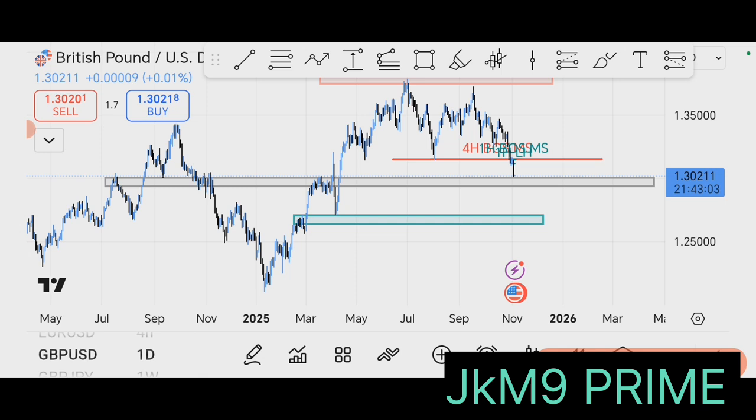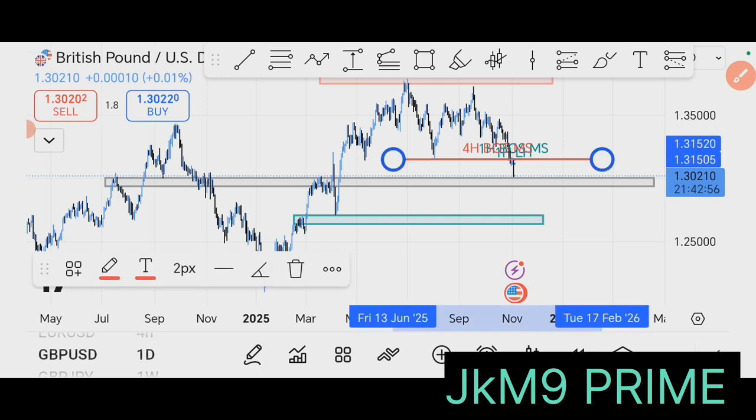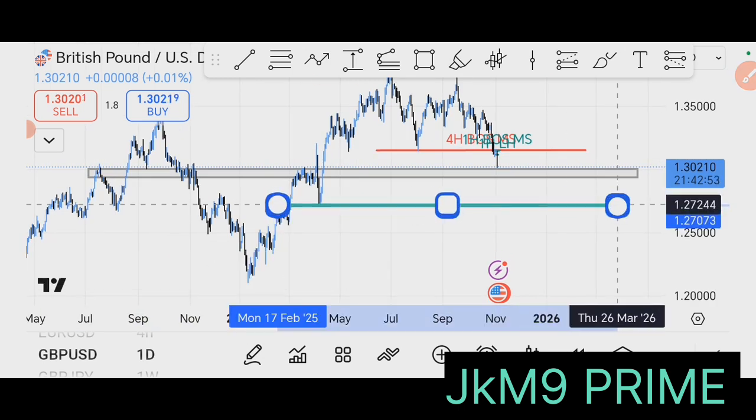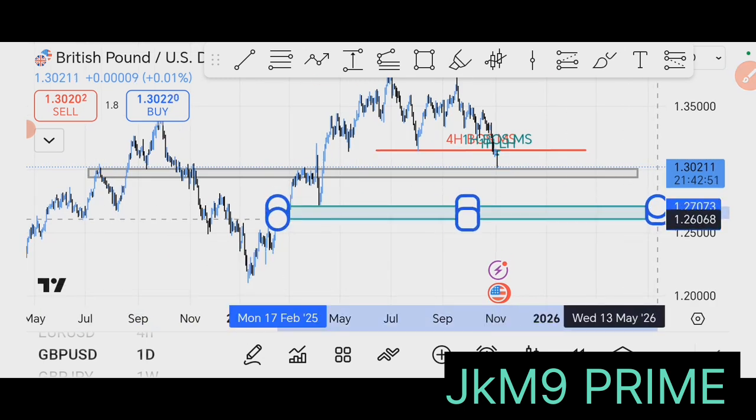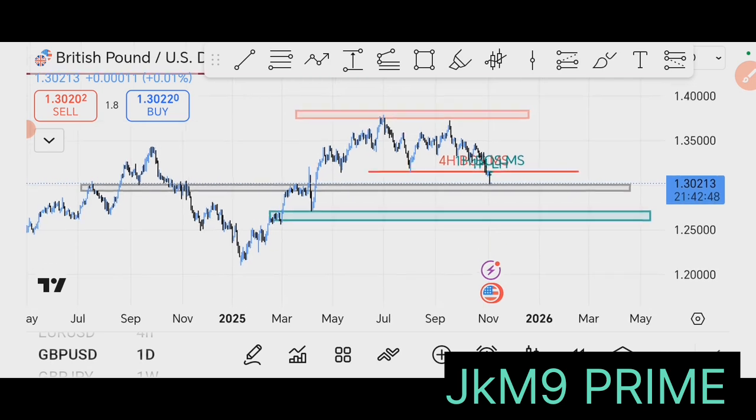Okay, the next thing is what we will mark as the nearby zone. According to that, only this retrace zone. Okay, we follow the demand zone here.